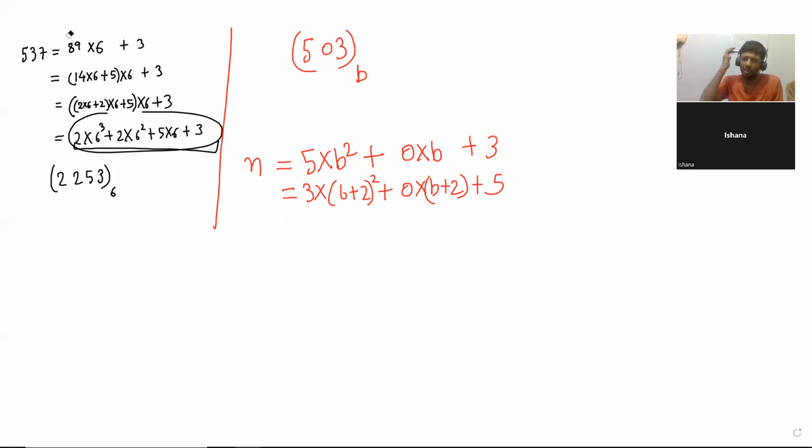Now we are asking for the product of digits in base 10, right? That's the question. So what do you have? You have 5b square plus 3 equal to, now quickly find the b. I think you can do it now.